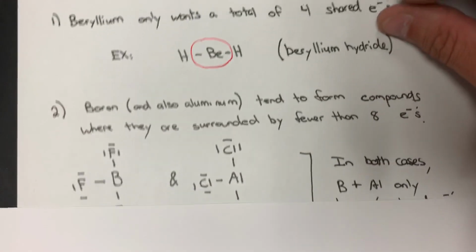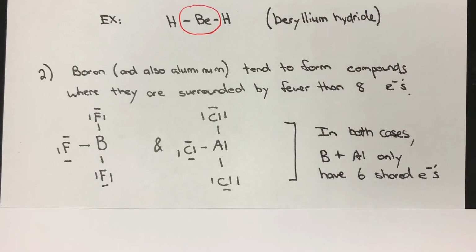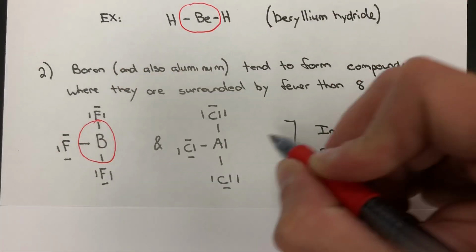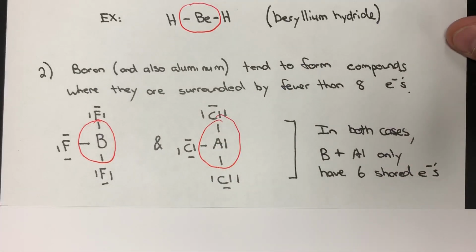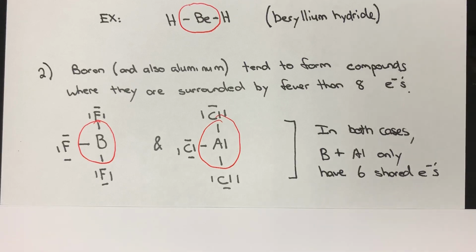Another classic example is that of boron, and also aluminum, as it's found within the same group or column. Boron tends to form compounds where, again, we have less than 8 electrons and the octet is incomplete. The octet rule has not been followed. So both here with the boron trifluoride and the aluminum chloride, we see that in both cases the boron and the aluminum only have 6 shared electrons, but both these molecules are actually quite stable.